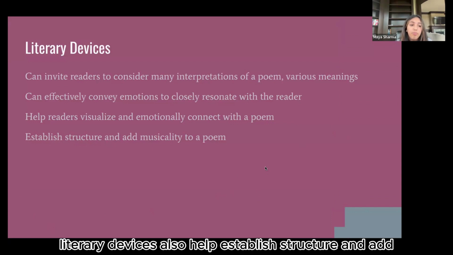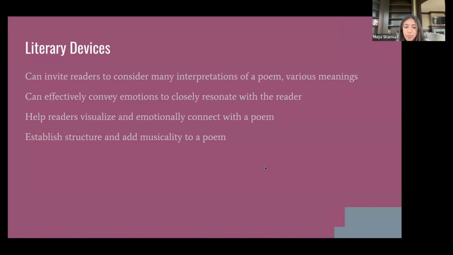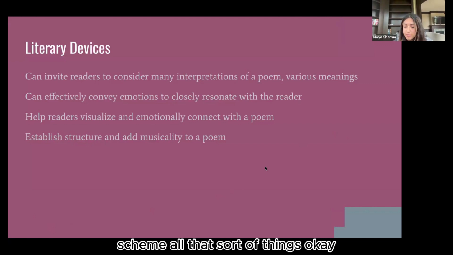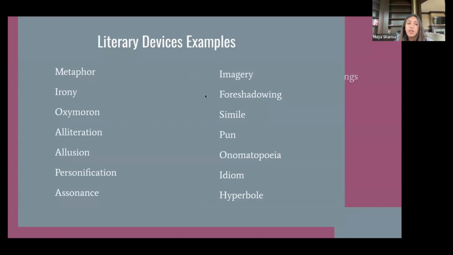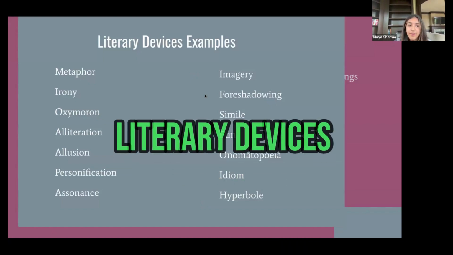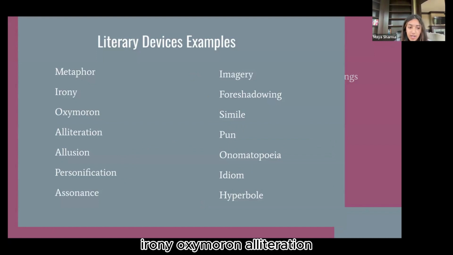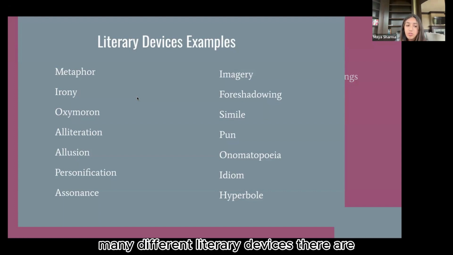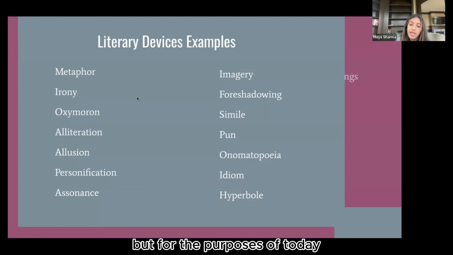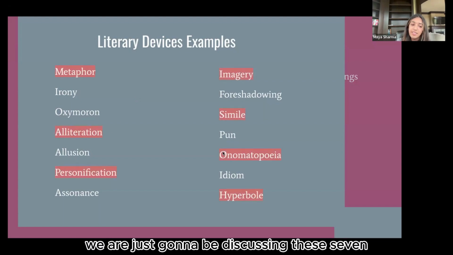Literary devices also help establish structure and add musicality to a poem, like rhythm, melody, rhyme scheme, all that sort of thing. So here are some examples of literary devices: metaphor, irony, oxymoron, alliteration, allusion, personification, assonance, imagery, foreshadowing, simile, pun, onomatopoeia, idiom, and hyperbole. These are just a few out of many different literary devices there are, but for the purposes of today, we are just going to be discussing these 7.